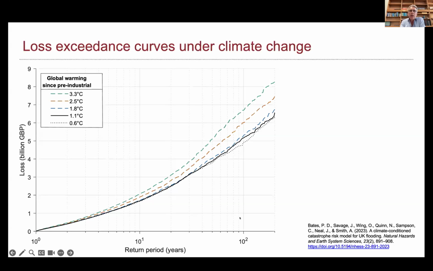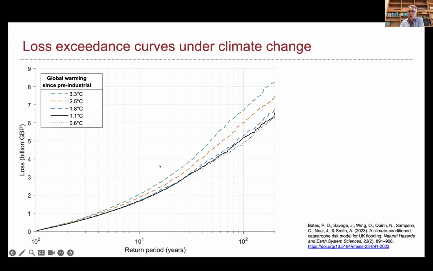And this says that under current and with 0.6 degrees of global warming since pre-industrial, once every 100 years, we can expect the UK annual flood loss to exceed round about 4.8 billion pounds. So once in a century for a climate with 0.6 degrees of global warming, we might expect the total annual UK flood losses to exceed that amount. Once every 10 years, they might exceed 1.67 billion, something like that.